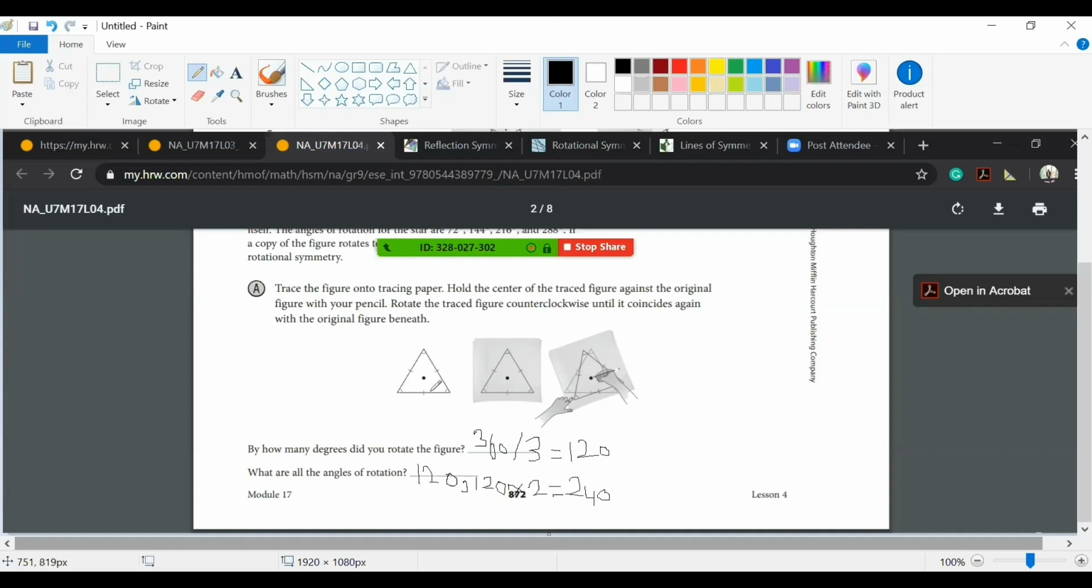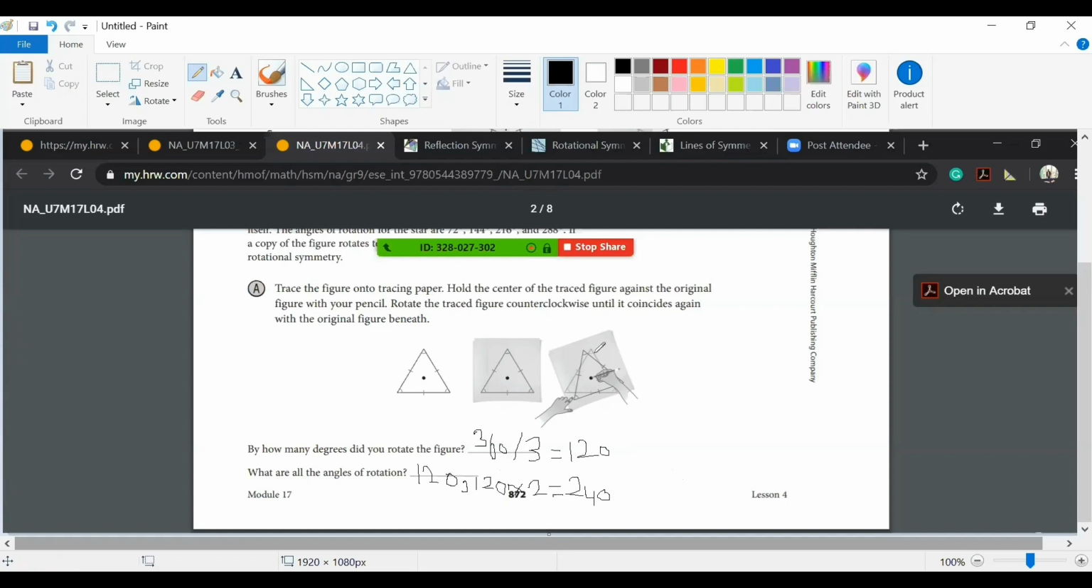The first thing you have to do to investigate: does this figure have all sides equal? Yes, it does. Since it does, it will have a rotational symmetry. To find the angle, you are going to divide 360 by how many sides? It's 120. And then to find all angles of rotation, you are going to take your first number and multiply it by 2, by 3, by 4, until you reach 360 degrees.